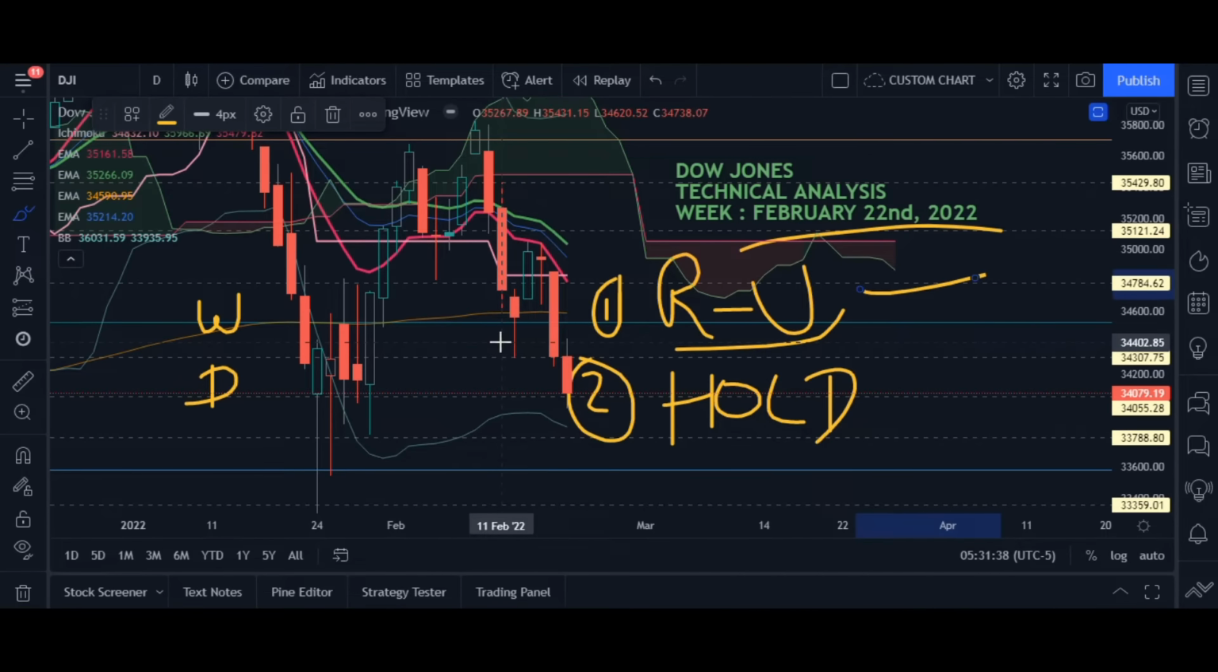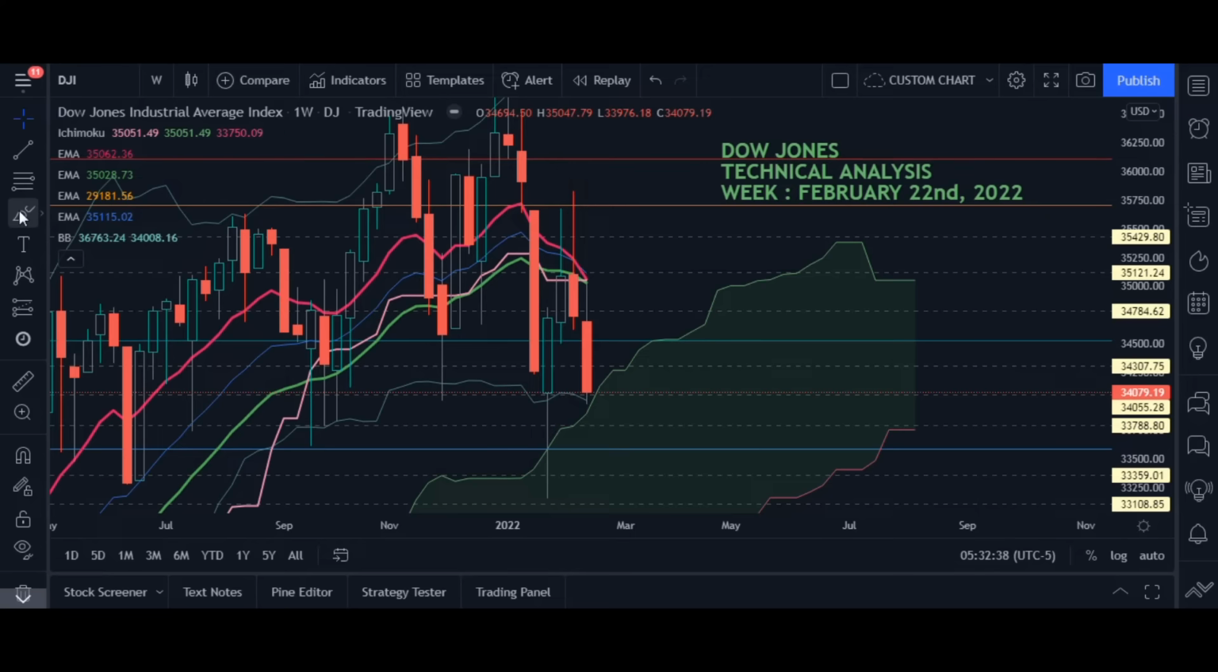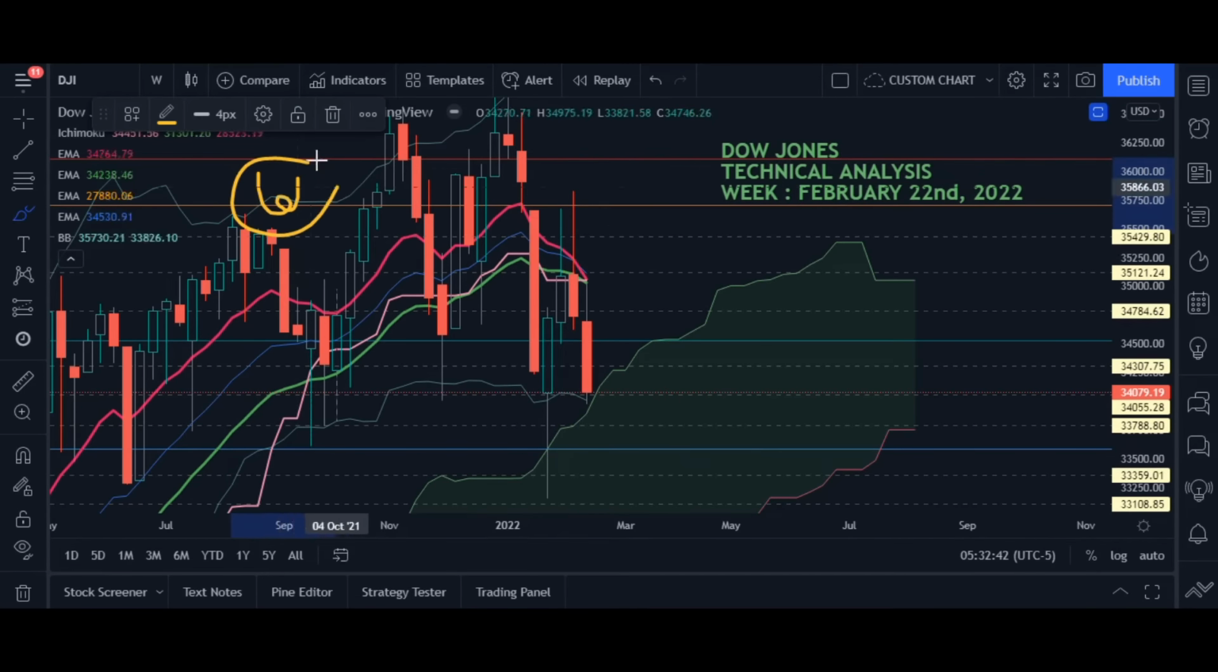Now let's do the technical analysis. I will begin with the weekly chart first. Okay guys, so we are here on the weekly chart. Weekly chart means one candle represents 1 week, not 1 day or 1 hour. One candle means 1 week.